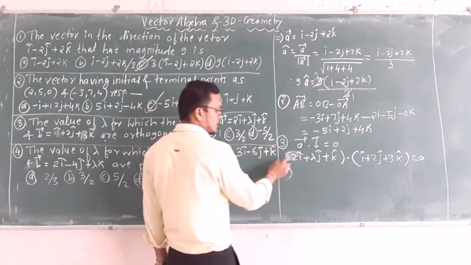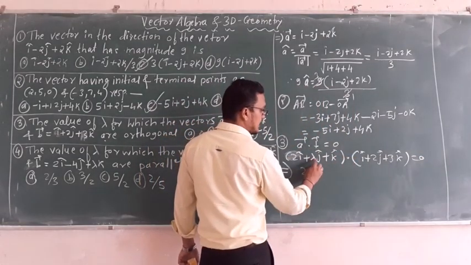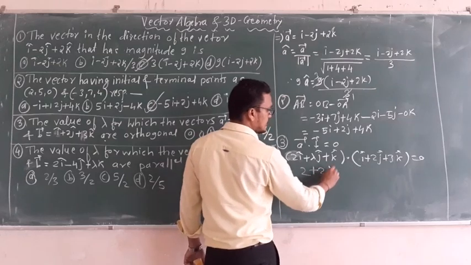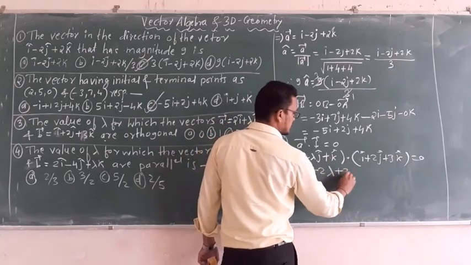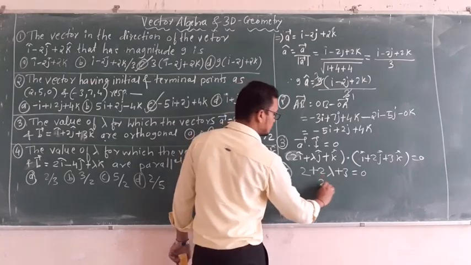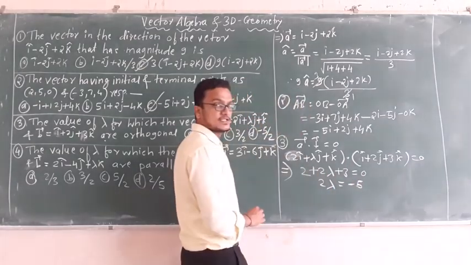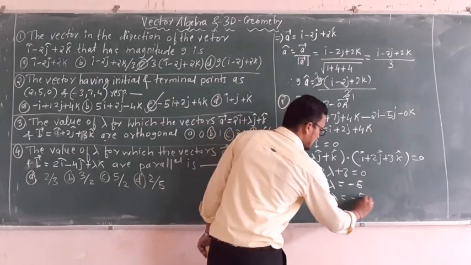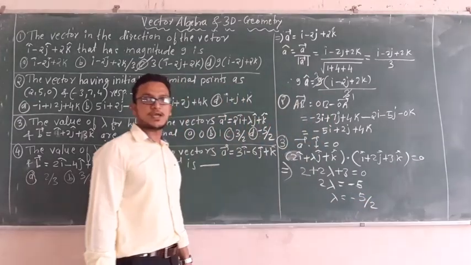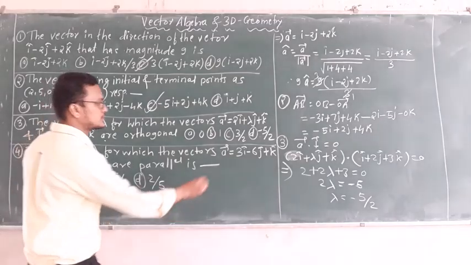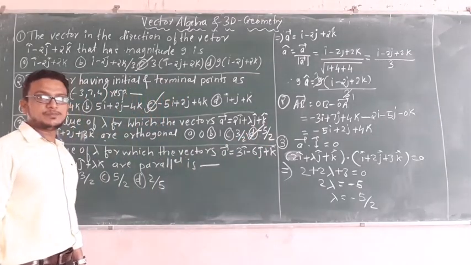Take the dot product: 2 ones are 2, lambda into 2 is 2 lambda, plus 1 into 3 is 3, which is equal to 0. Now 2 lambda is equal to, 3 plus 2 is 5, transferred to the other side it becomes minus 5. Then lambda is equal to minus 5 divided by 2. So option D will be correct.